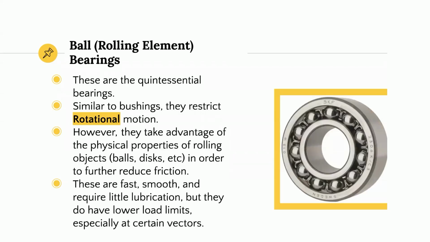Ball rolling element bearings. These are the quintessential bearings. Similar to bushings, they restrict rotational motion. However, they take advantage of the physical properties of rolling objects, balls, discs, etc., in order to further reduce friction. These are fast, smooth, and require little lubrication, but they do have lower load limits, especially at certain vectors.